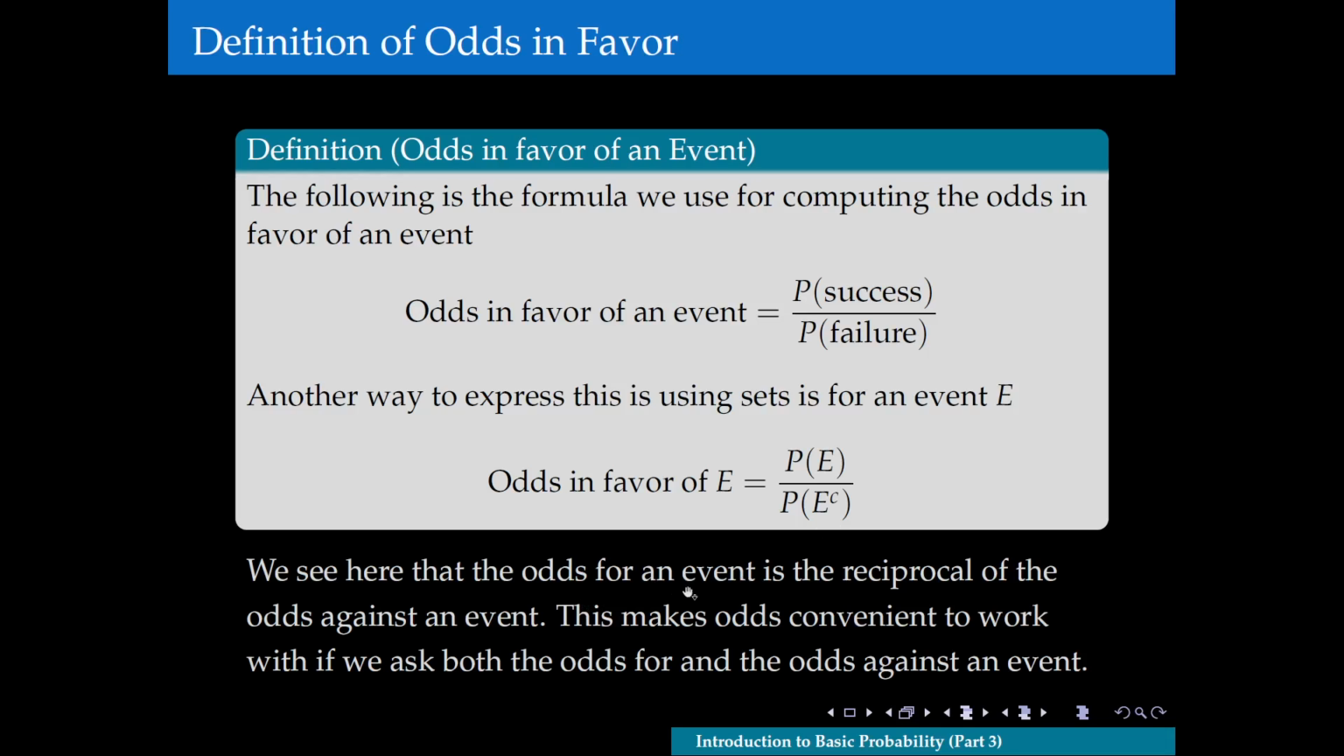We see here that the odds for an event is precisely the reciprocal of the odds against an event. This is kind of nice. It makes working with odds convenient, especially if we're wanting to know what are the odds for and the odds against. They're simply reciprocal of each other.